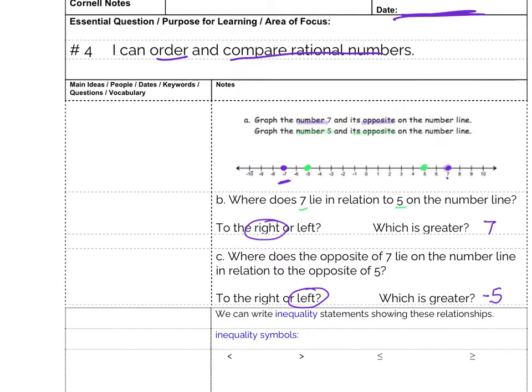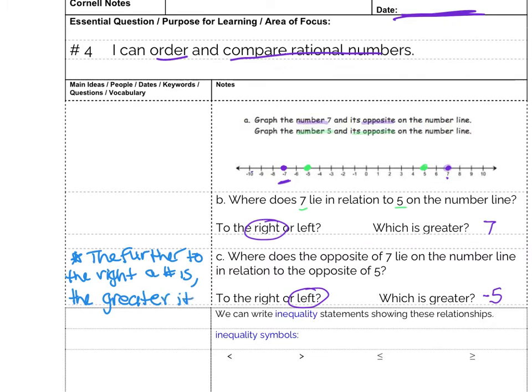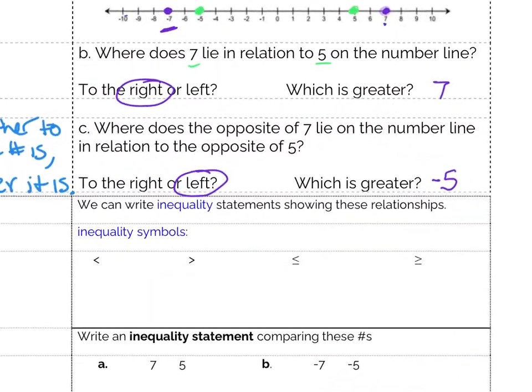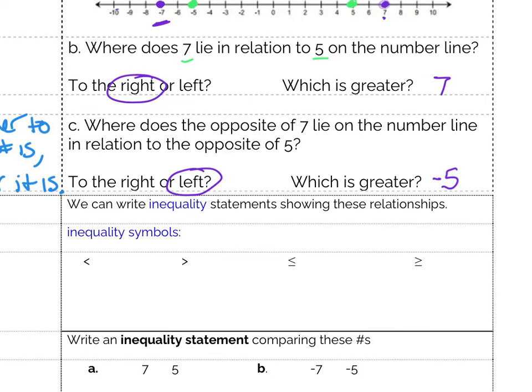A really important part to this unit is, I want you to write this in the second column: the further to the right a number is, the greater it is. It gets tricky with those negatives. We are really good with positives, but it gets tricky with the negatives. So you're going to be writing inequality statements.